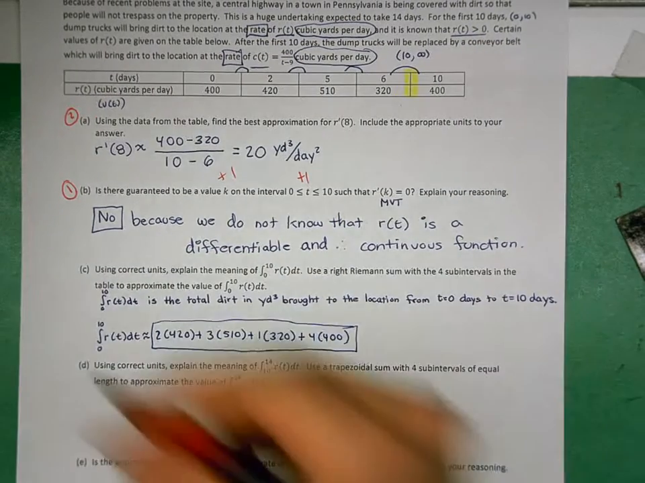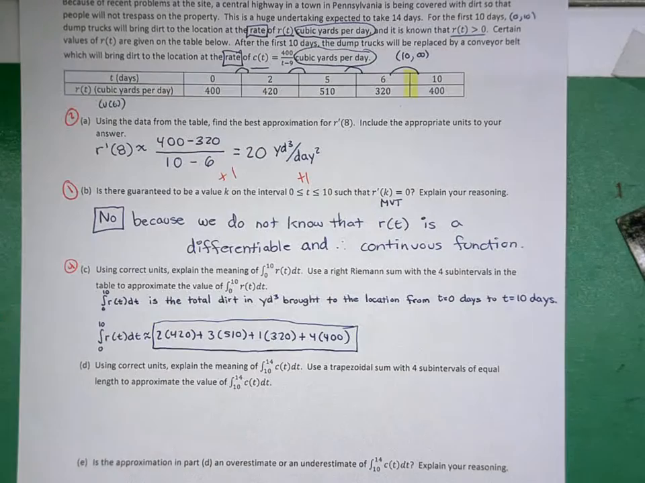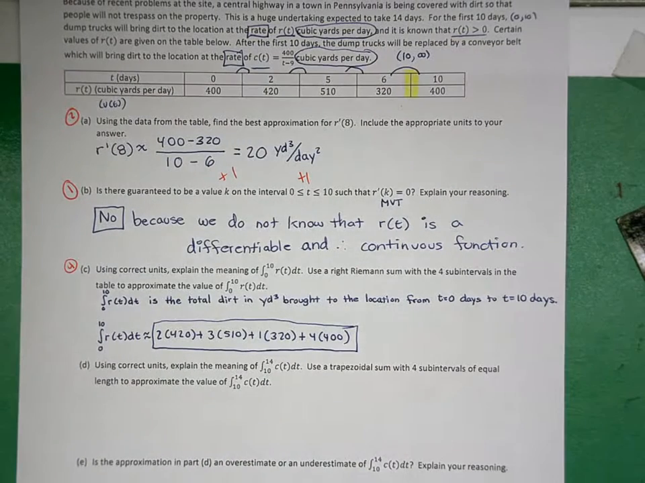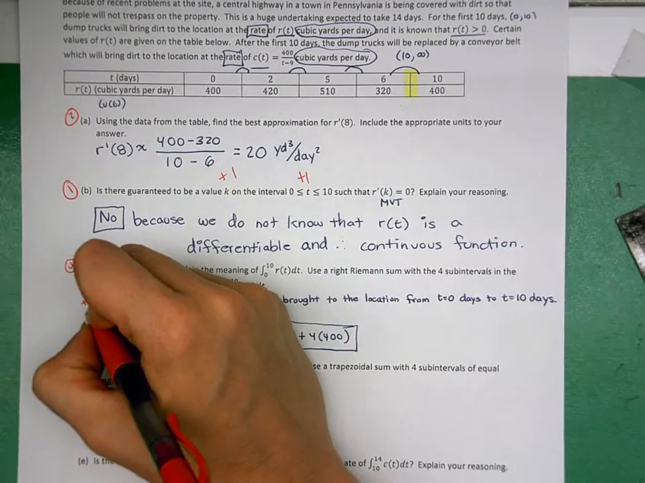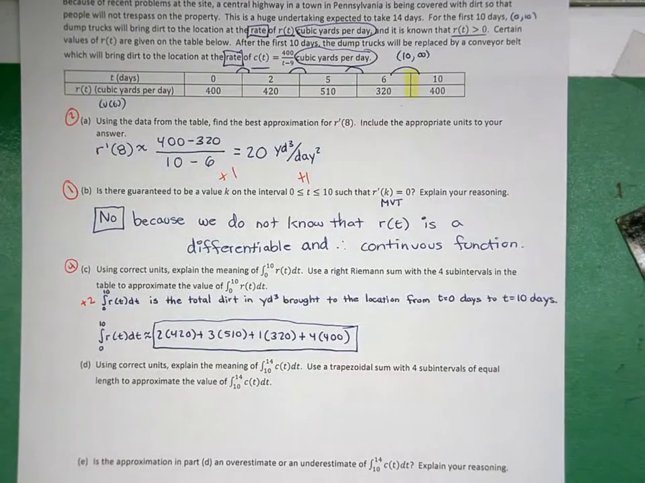Okay, this one was worth 4 points. 1 point came from your, let me look at the rubric here, came from your explanation, so noting that it's the total dirt brought from 0 to 10 days. And then another point came from your units, so I'll go ahead and put +2 in there. Again, 1 for the explanation, 1 for the with units.